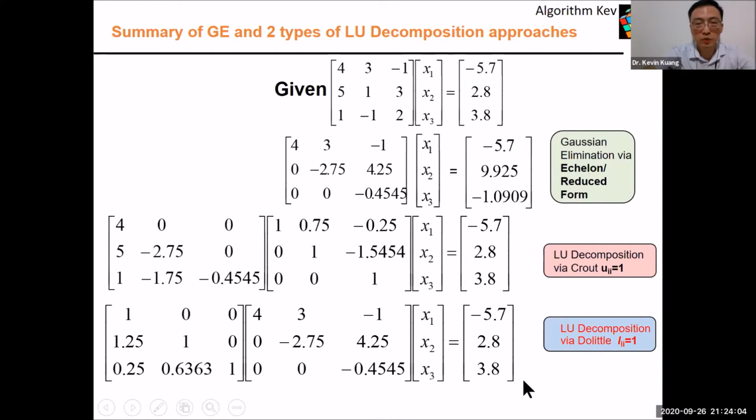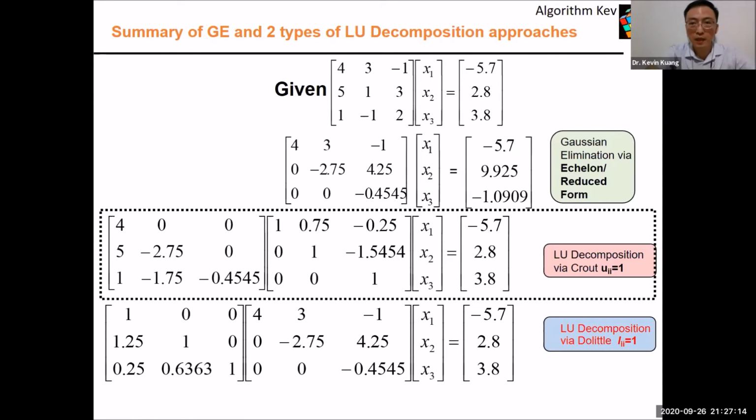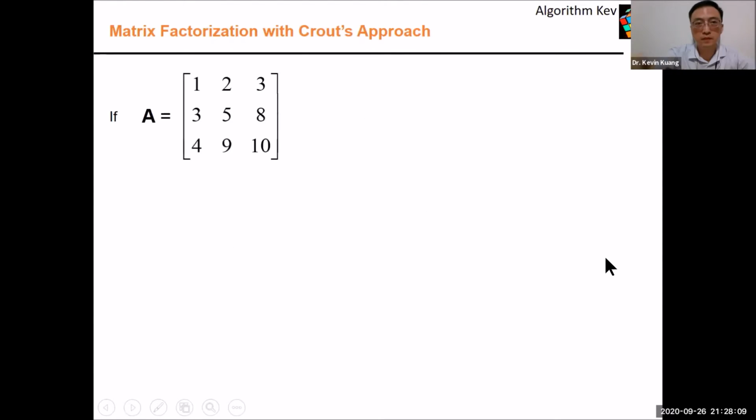Okay, so we will see how we can obtain these two matrices, the L and U matrix, via Kraut's method first, and then later on we will look at how we can obtain the two LU matrices through Doolittle's method. Let's focus our attention now on the use of Kraut's approach to decompose a given matrix.